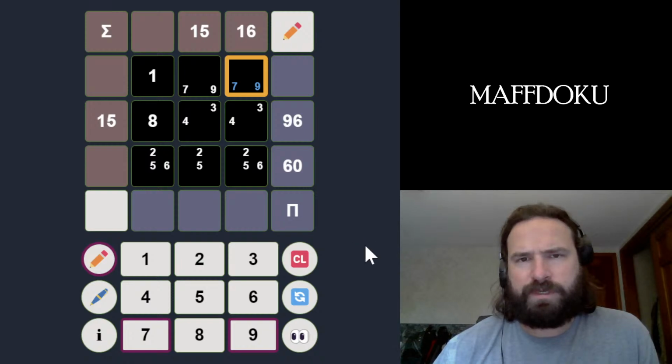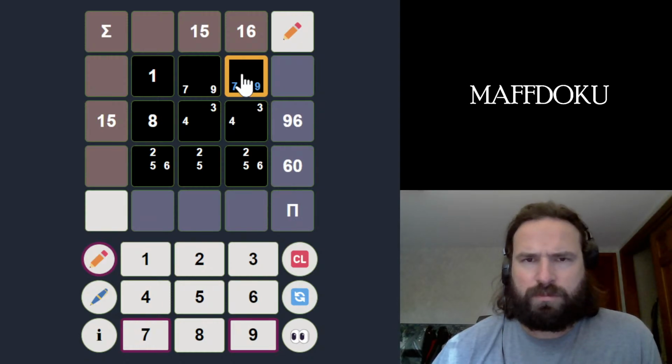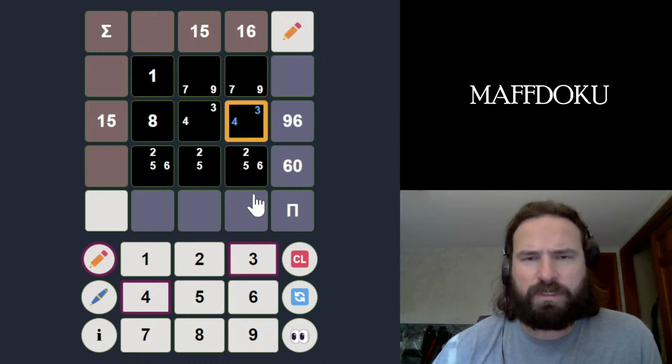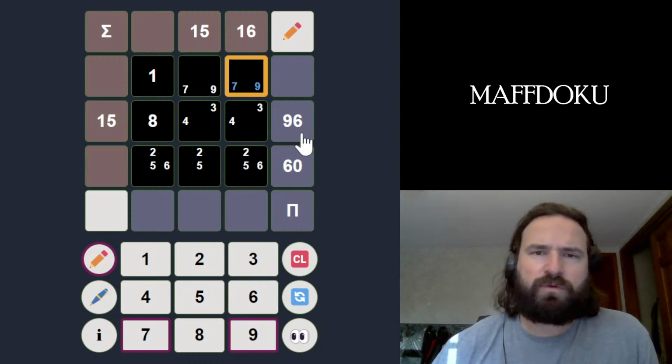So what are my options here? I don't know if I'm going to have an either situation here, but does 9 work? 9 plus 4 is 13, and I can't use a 3. 9 plus 3 is 12, I can't use a 4. So 9 just doesn't work. This is a 7, which is going to fix everything.